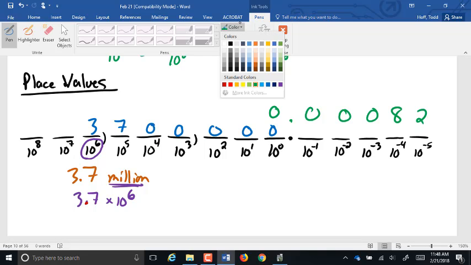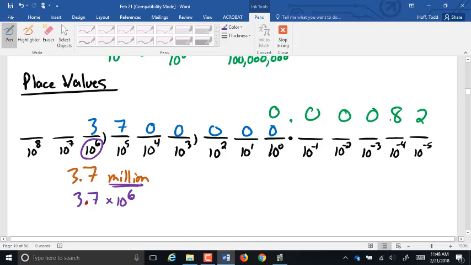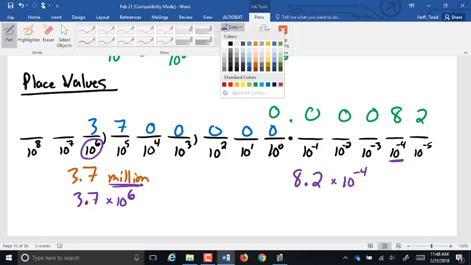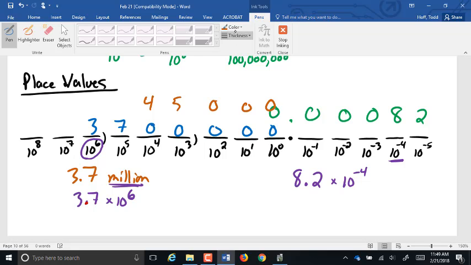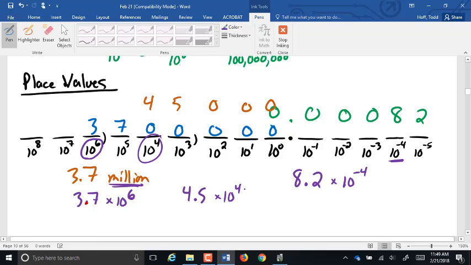So if I have something like 0.00082, I look for that first non-zero digit, which is the 8. I'm going to put the decimal point after that, so it becomes 8.2, and the place value of that 8 is in the 10 to the negative 4's place. Likewise, I could have 45,000. Again, I look at the first non-zero digit, it is the 4, so I'm going to put the decimal point after the 4, 4.5, and that 4 is in the 10 to the 4th place, so times 10 to the 4th.